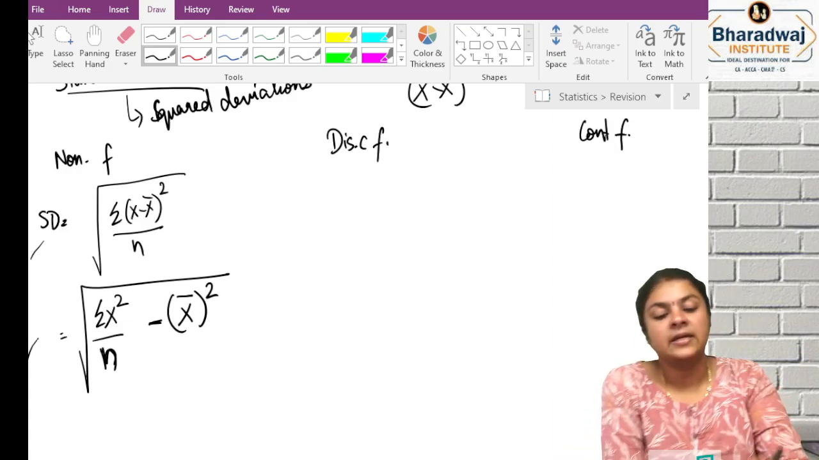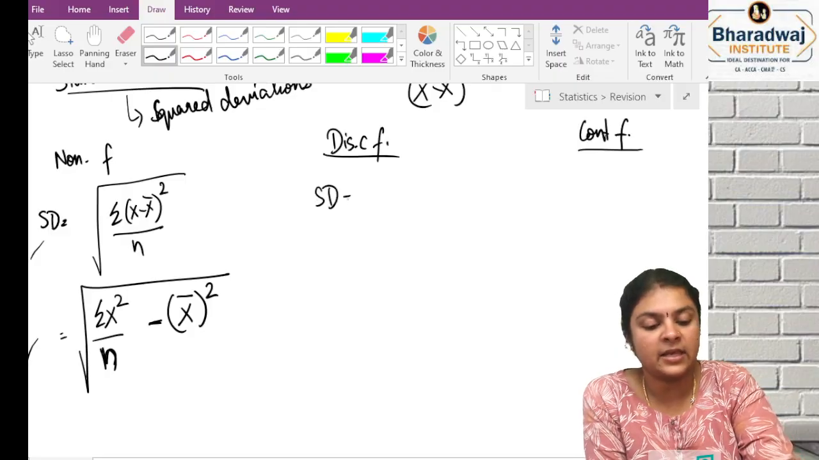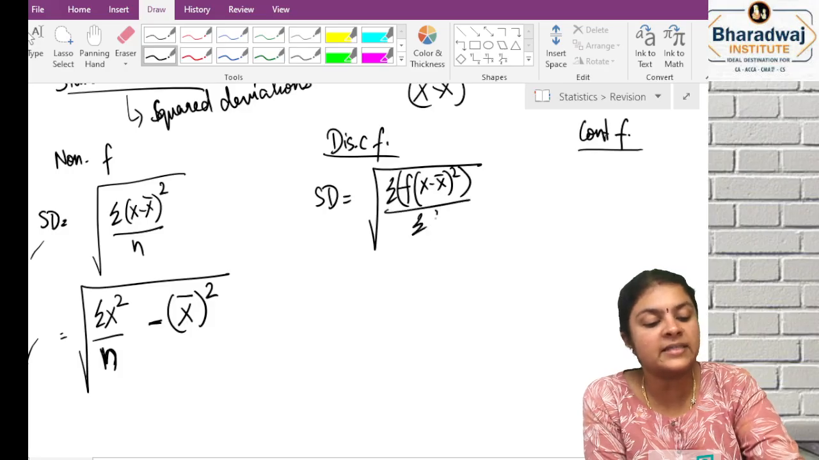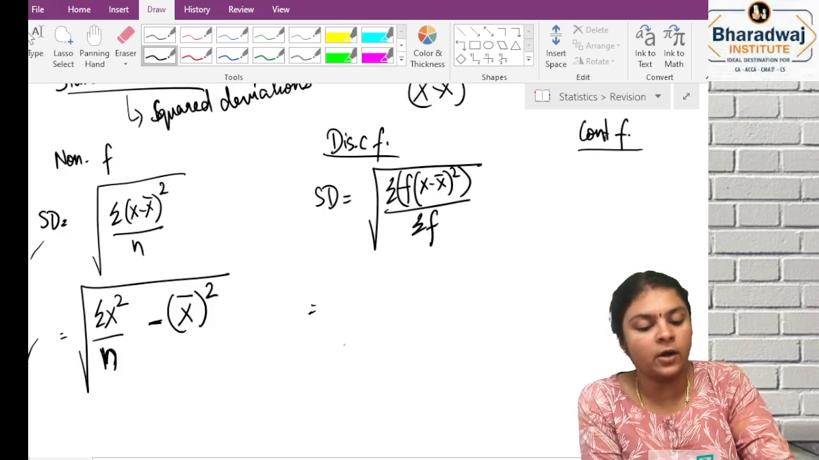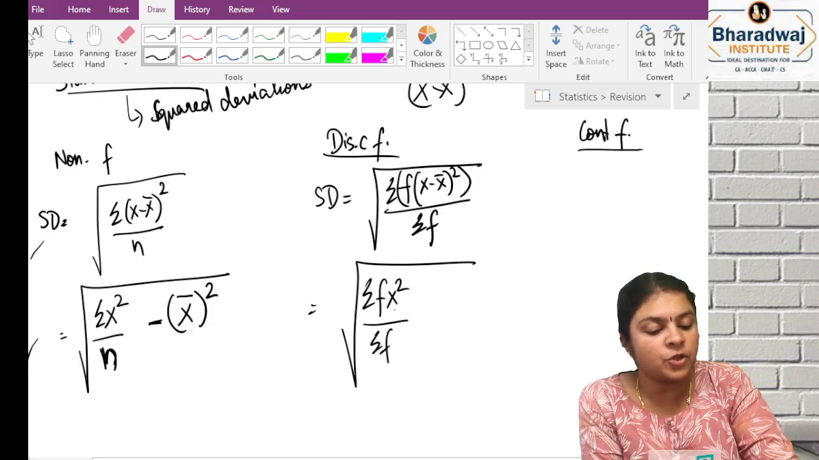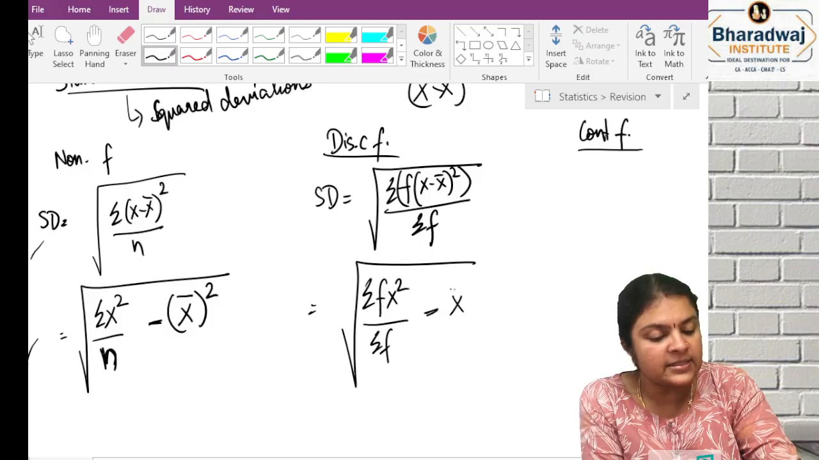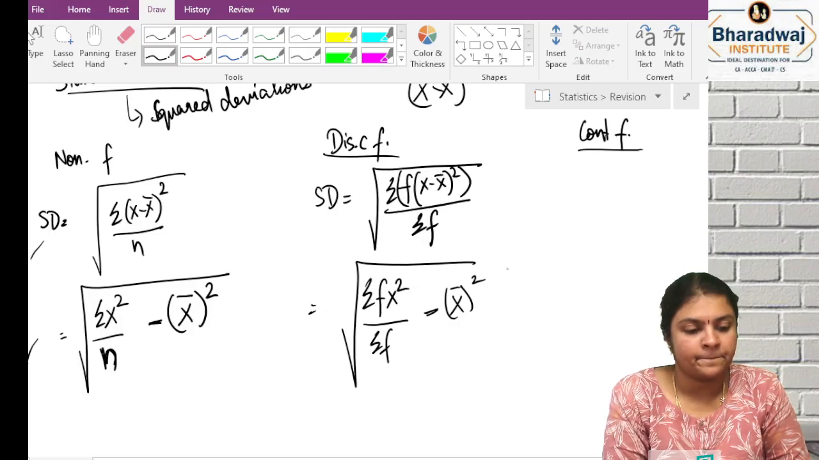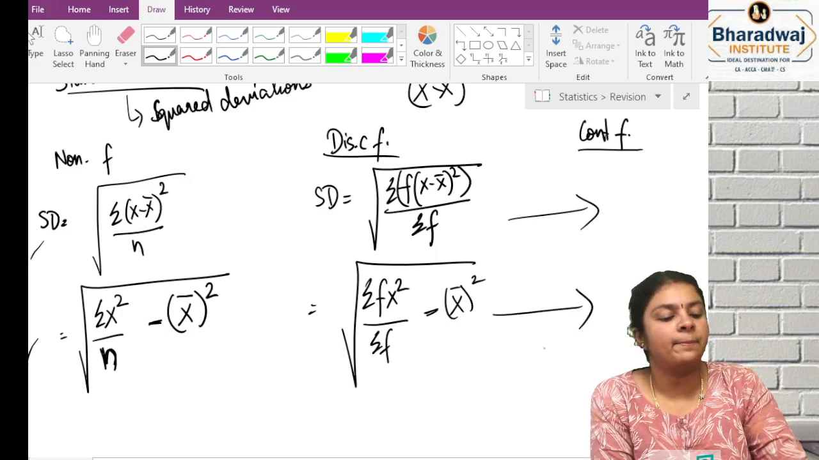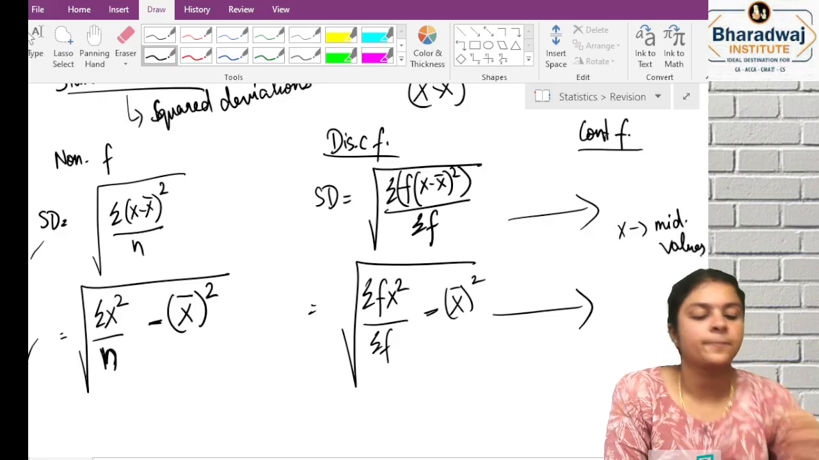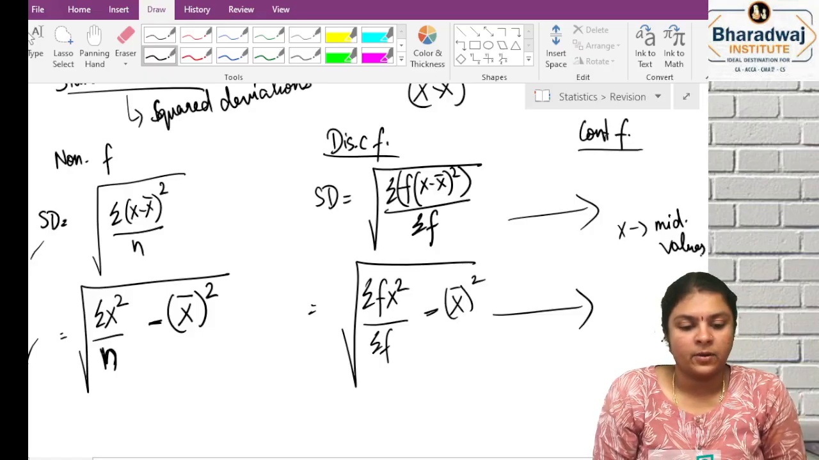Okay, next, discrete frequency. SD is equal to root of sigma f into x minus x bar the whole square divided by sigma f, or alternately sigma f x square by sigma f. அதாவது x square க்கு f multiply பண்ணணும் minus x bar the whole square. Same formula will apply for continuous frequency, but x will get replaced by mid values. Okay?